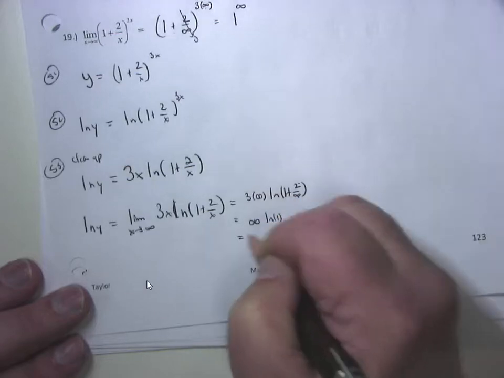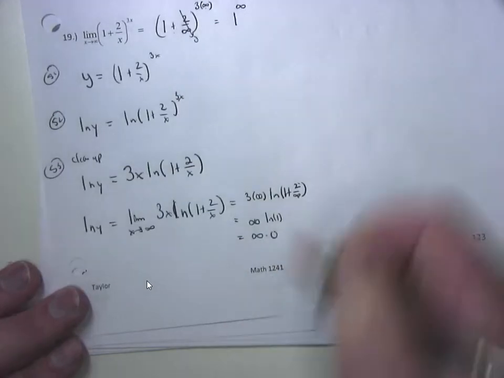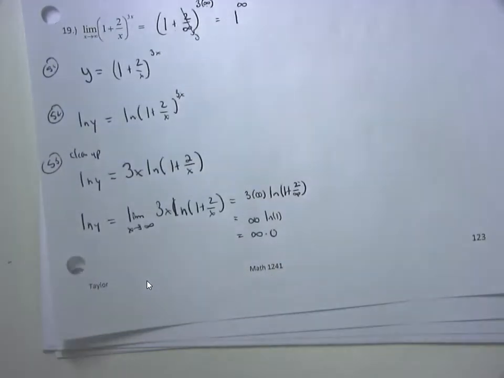But wait a minute, that's something we know. What's the natural log of 1 equal to? 0. Any log base, whatever, of 1 is always 0. All this work was just to figure out, once we took the natural log, we turned it into an infinity times 0.